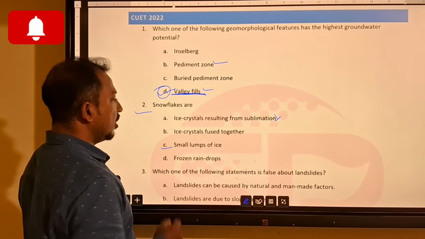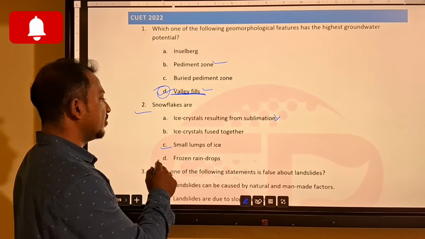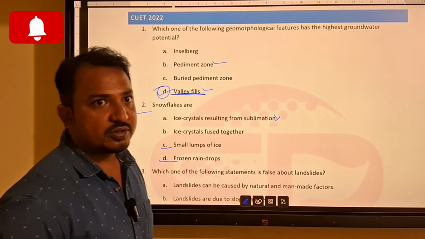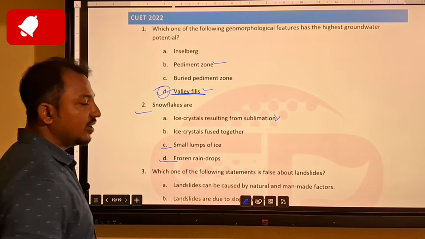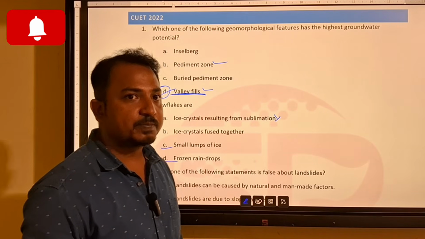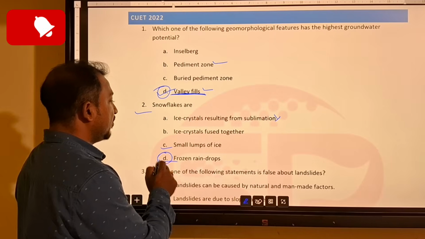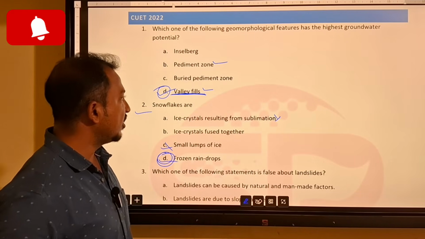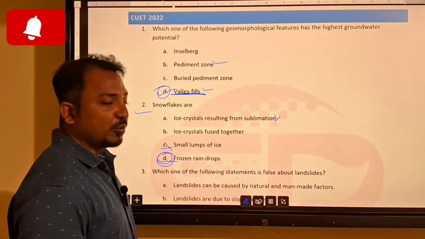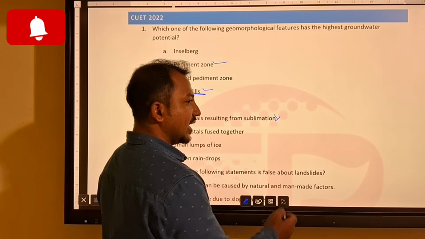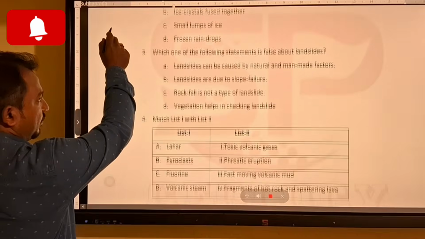Small lumps of ice do not define snowflakes. Frozen raindrops do, because snowflakes fall as snowfall, so they are very porous. So the answer will be frozen raindrops. Frozen raindrops are called snowflakes, which gradually, with compaction, convert to glacier above the snow line.